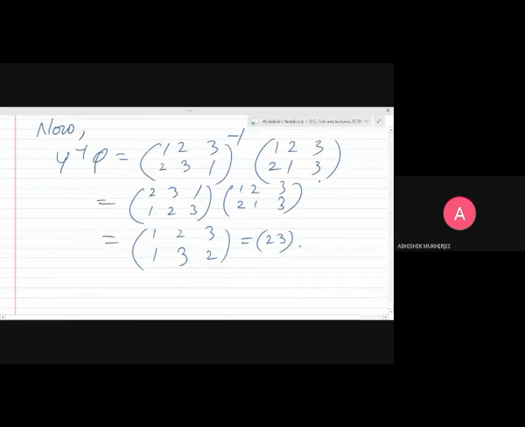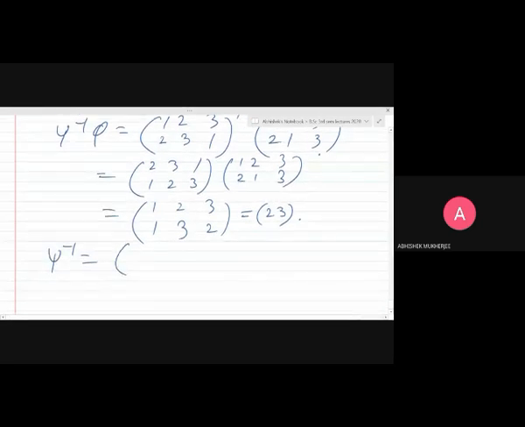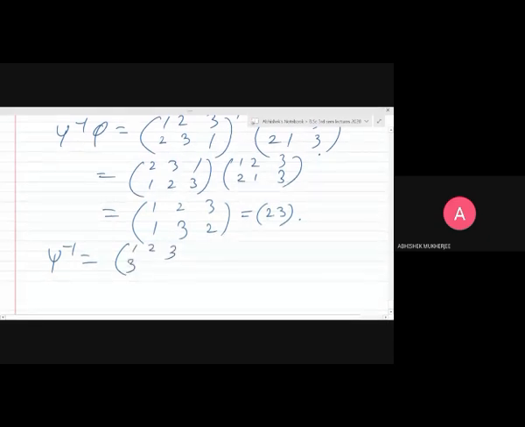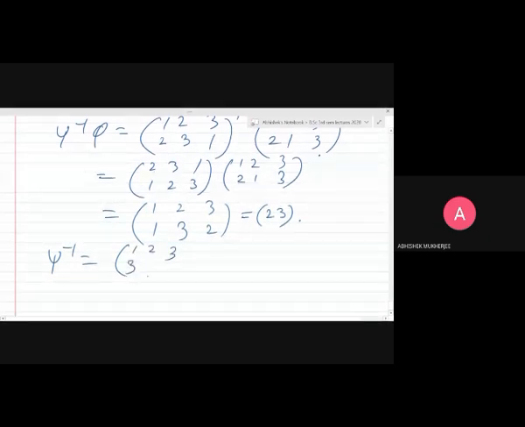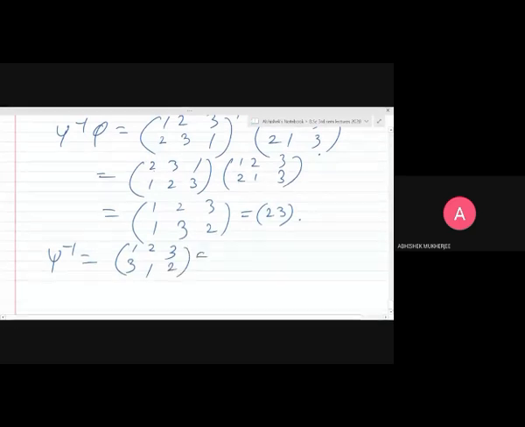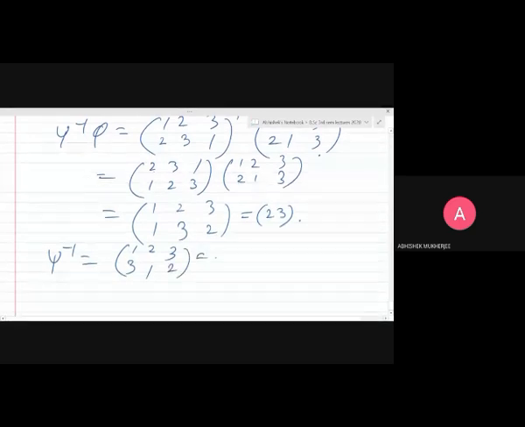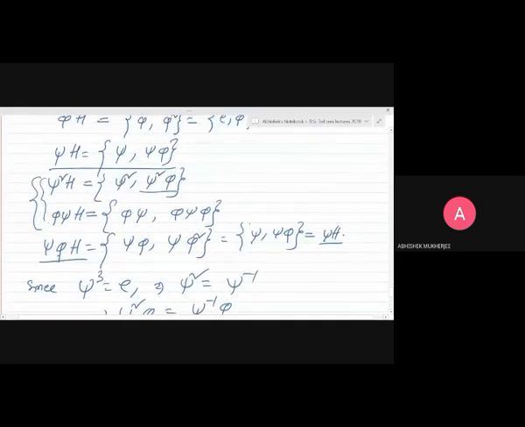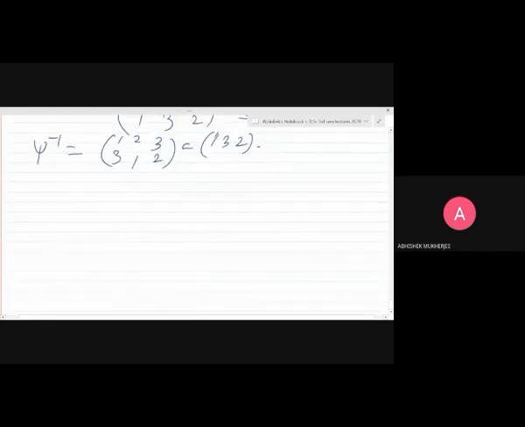And psi inverse, what is that? So it is 1 2 3, meaning 1 goes to 3, 2 goes to 1, and 3 goes to 2. That means it is 1 3 2. So psi inverse is 1 3 2 and psi inverse phi is 2 3. Fine. Now let us calculate phi psi and phi psi phi.